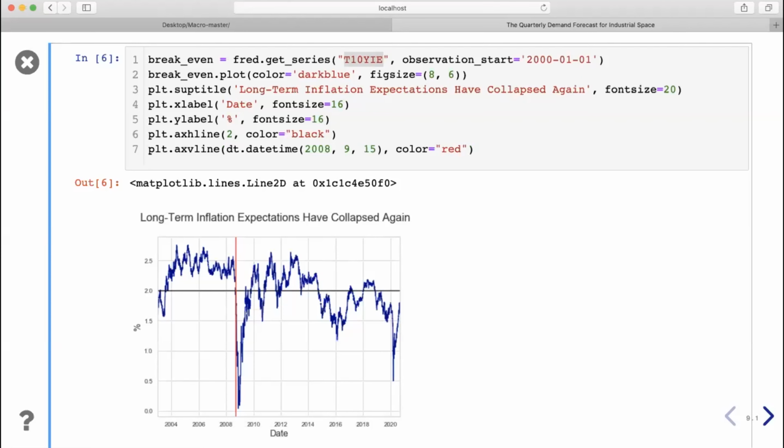In turn, long-term inflation expectations have collapsed again. This is the break-even inflation rate measure, essentially the market's expectation of inflation 10 years from now. This series goes back well before the global financial crisis. You can see when Lehman Brothers failed, inflation expectations collapsed. In the face of COVID, they largely did the same thing.